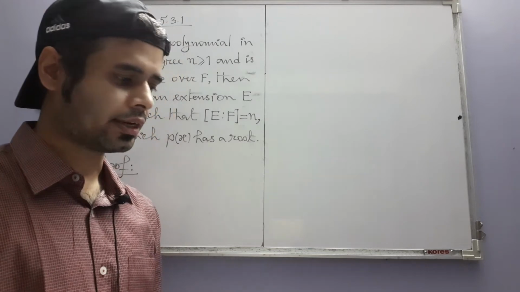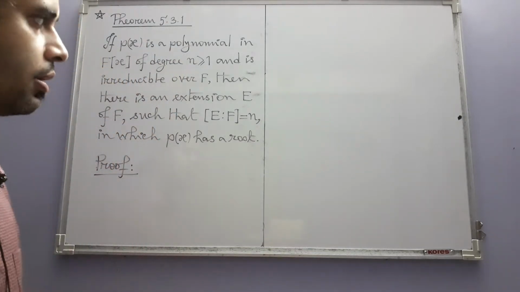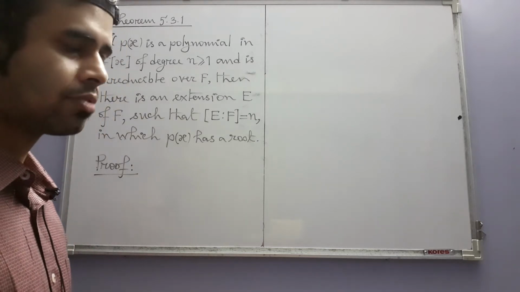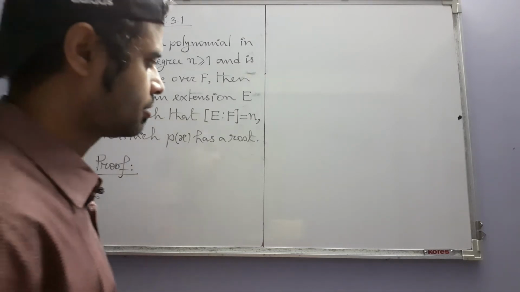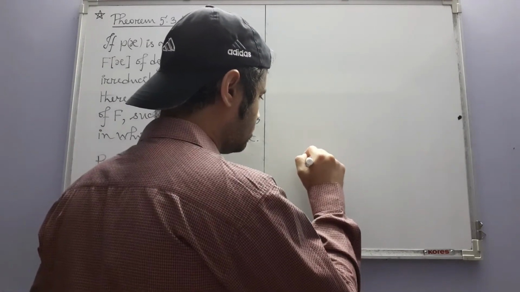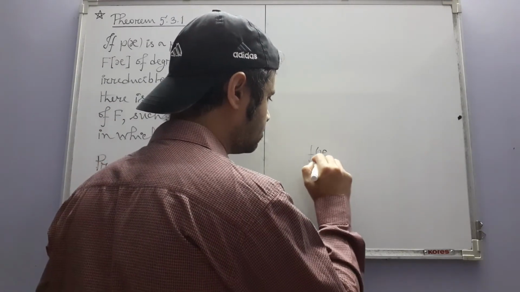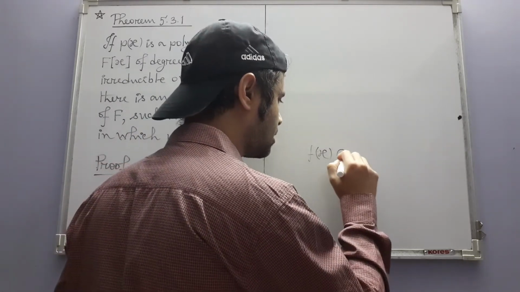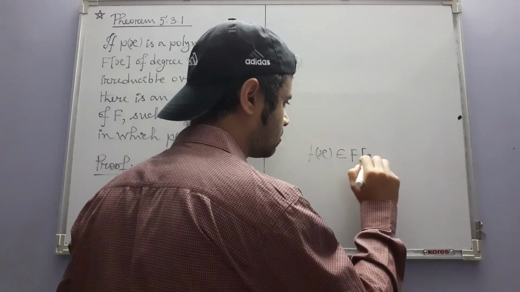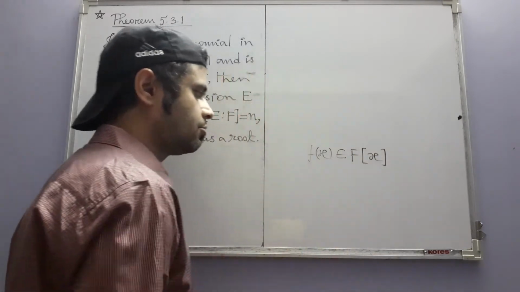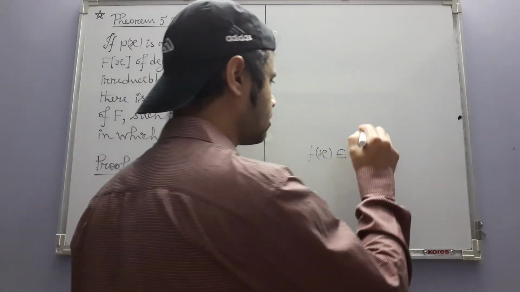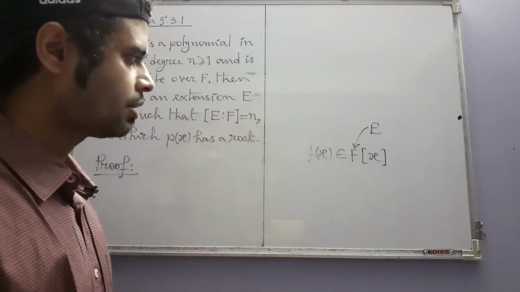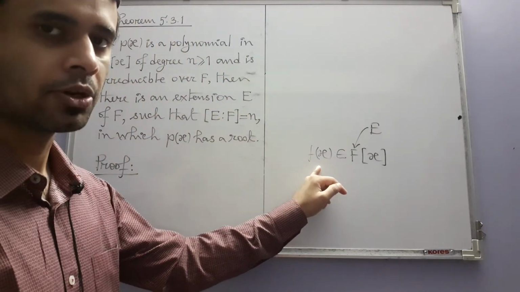Field extensions again. Let us recall what we have been doing in this section, or rather what our objective is in this section. Here we want to show this. We take any polynomial f of x over some field F. We want to show that there is an extension of F, some extension of F that will contain a root of this polynomial.